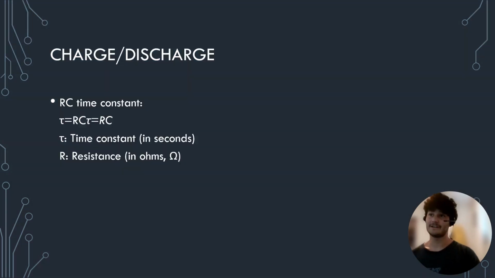There's also a formula for charge and discharge, where we take the time constant tau, and we also take the time in seconds it takes to charge or discharge the capacitor.